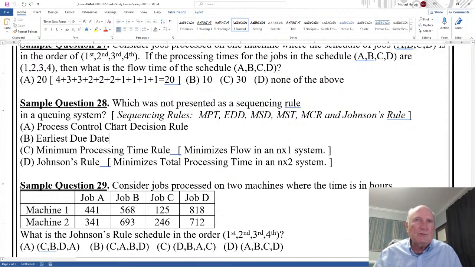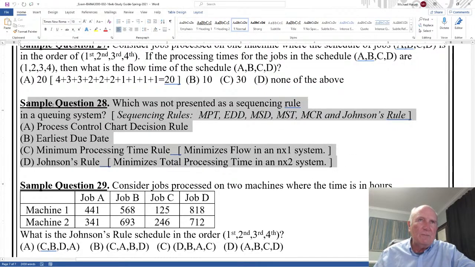However, on this question, instead of just saying not a sequencing rule, I'll say which sequencing rule minimizes flow in an n/1 system? Which sequencing rule minimizes total processing time in an n/2 system? Well, the answer to this is SPT. The answer to this is Johnson's rule. So those 2 questions will be part of question 28. Depending on your exam, I mix them up, your exam will probably have one of those.